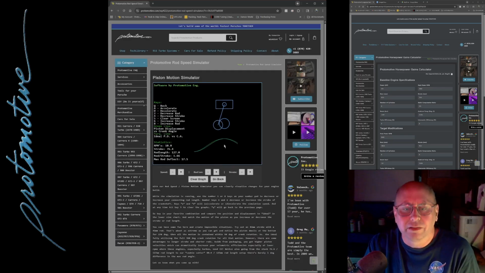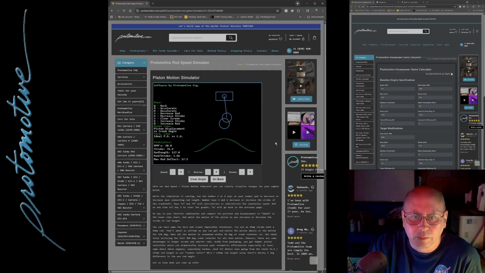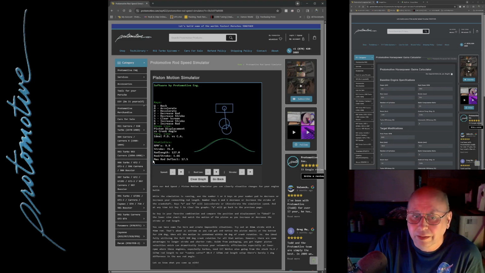Here it's getting started all by itself. It's rolling around there at a whopping 10 RPMs with a stroke of 76.4, a rod length of 127, which gives us a rod to stroke length ratio of 1.66 and a max rod deflection of 17.5 degrees.